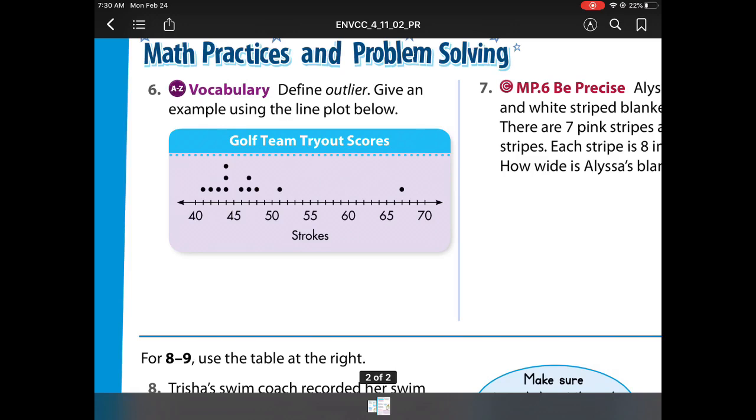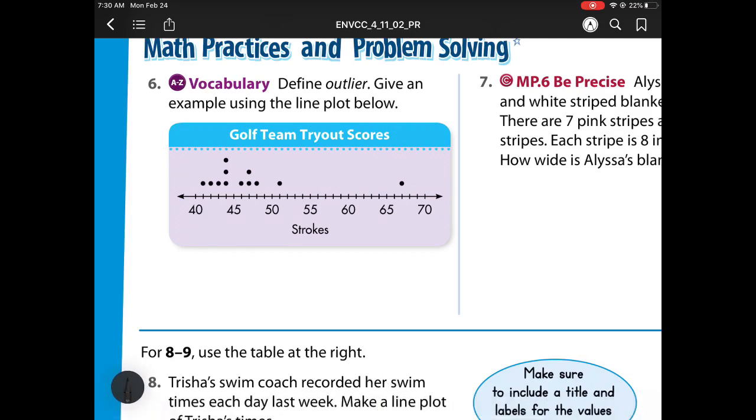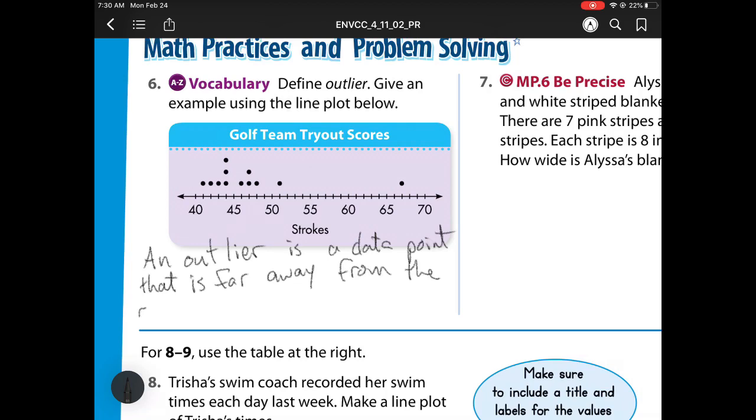Define outlier. Give an example using the line plot below. So remember, an outlier is a data point that is far away from the other data. And what's my example here? Well, this one right there is my example, and that is 65, 66, 67. 67 is an outlier. And the reason why is notice how far away it is from all of my other dots.